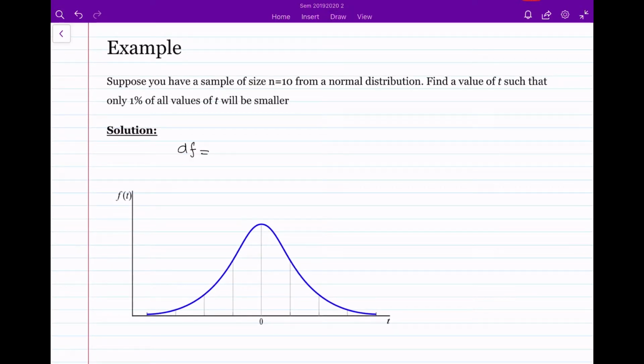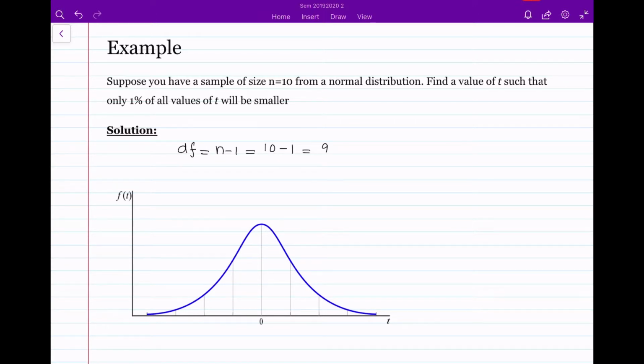It is very simple. Degrees of freedom are found by subtracting 1 from the sample size. Our sample size is 10, so 10 minus 1 will be equal to 9. This is our degrees of freedom. And in addition to degrees of freedom, we need to know the percentage. We have the percentage which is 1%, or we can say it is 0.01.